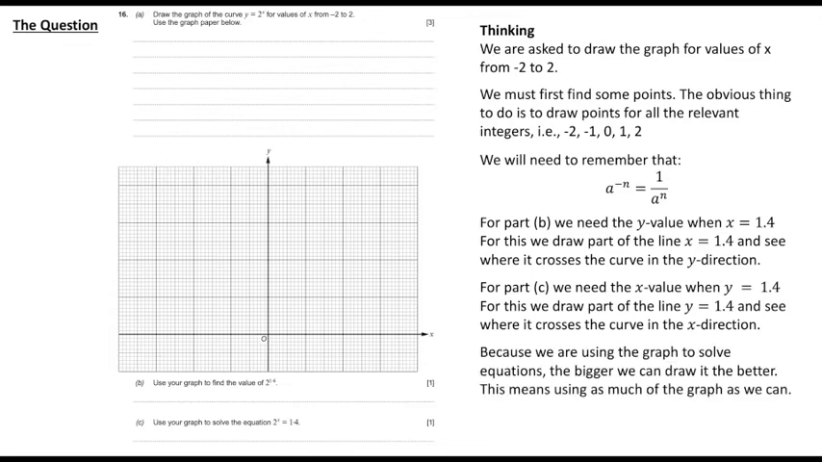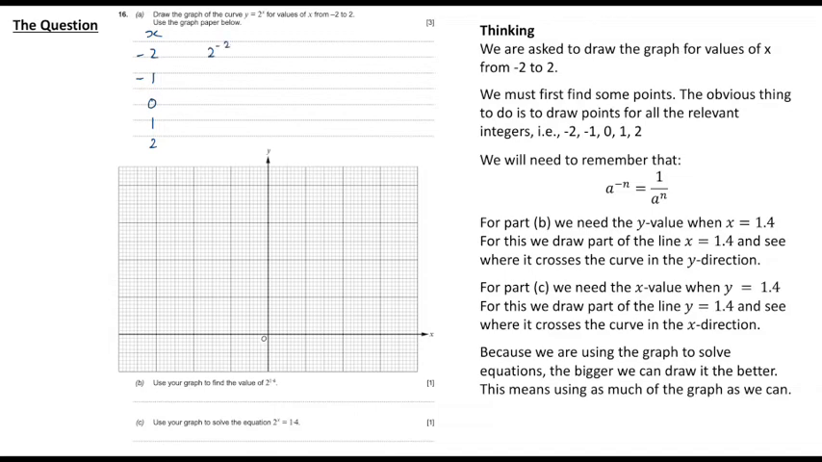And because we're using the graph to solve equations, the bigger we can draw it, the better. This will mean using as much of the graph as we can, and it will make it more accurate. Okay, so let's get on with calculating those values. So we want x values of -2, -1, etc.